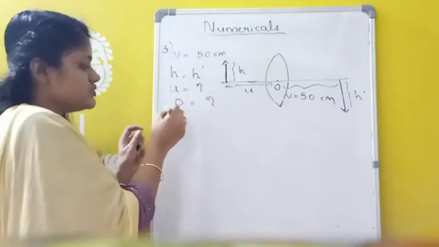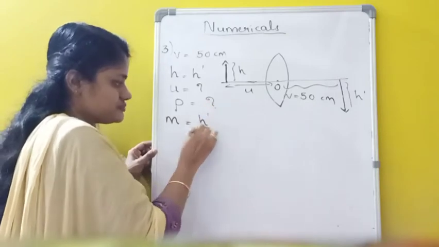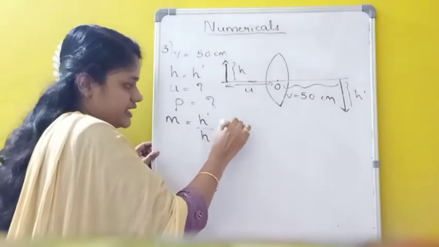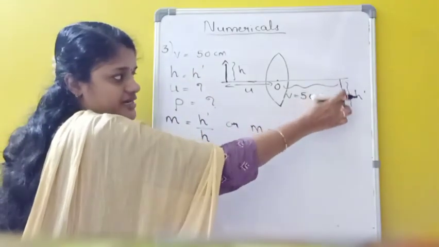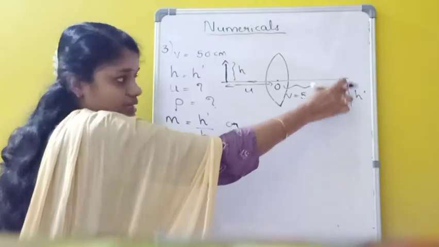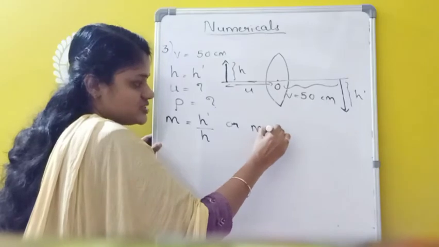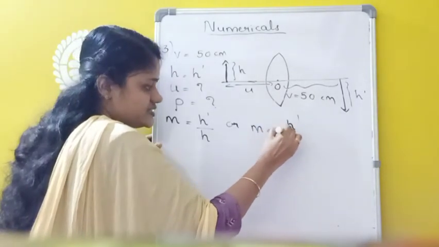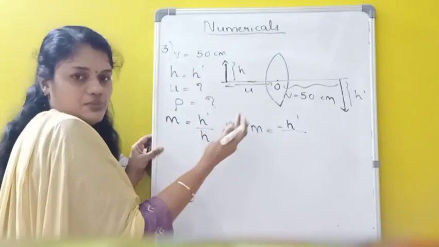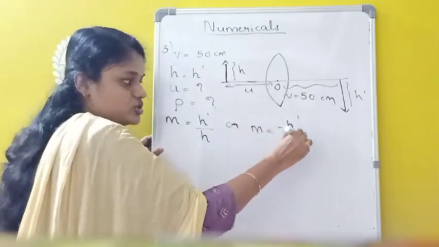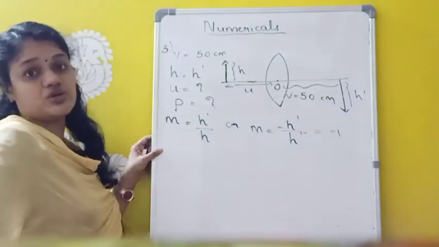This H is equal to H dash. Okay. So we have the formula for magnification: M equals H dash divided by H. Here H dash is taken as plus or minus because it is an inverted image only. That means minus. So you can take it here as minus because it is inverted image. So minus H dash divided by H. I told you H and H dash both are same only. So instead of H I am putting H dash itself. So both will cancel and we will be getting the value how much here? Minus 1. So magnification we got as minus 1.